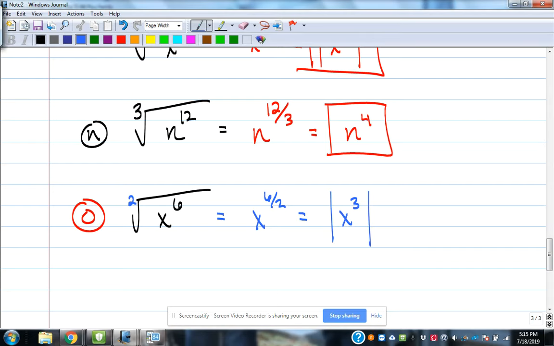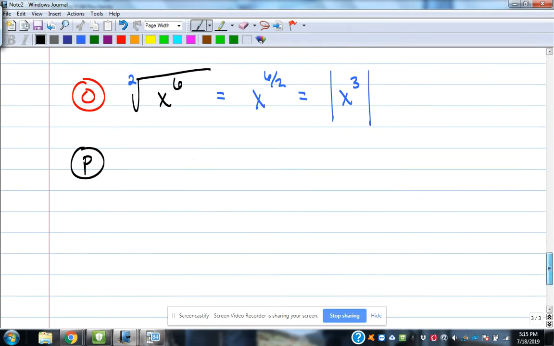Let's look at one that puts a little bit more stuff underneath the radical, and we're trying to simplify here. So square root of 81 x to the 8th y to the 10th.